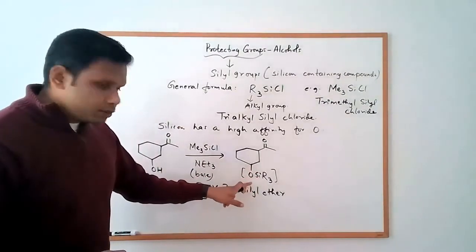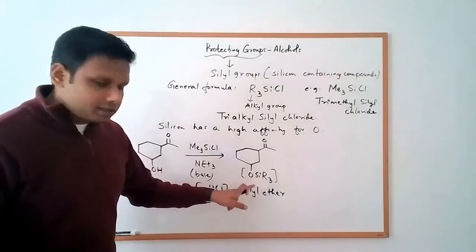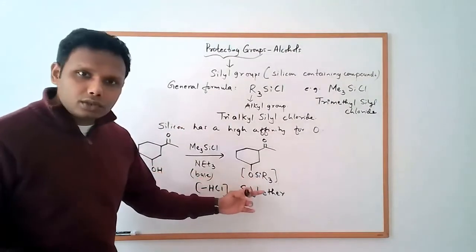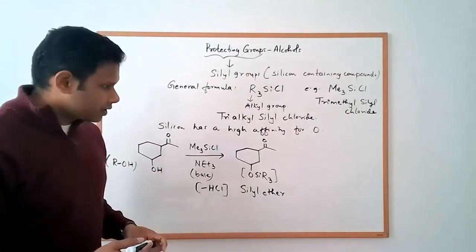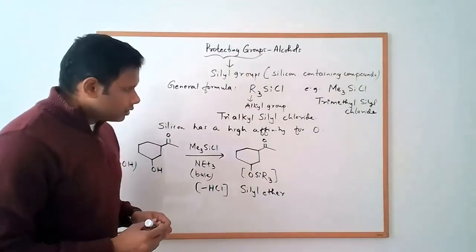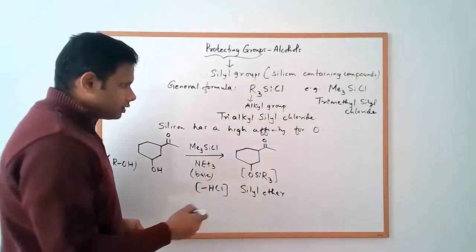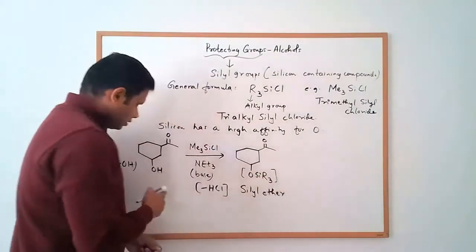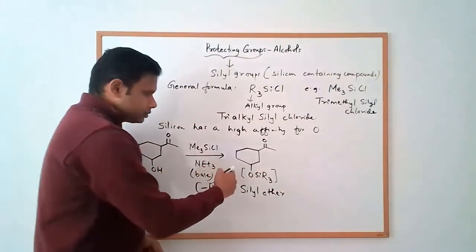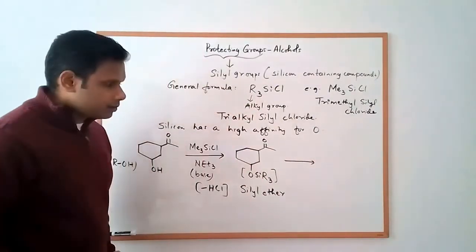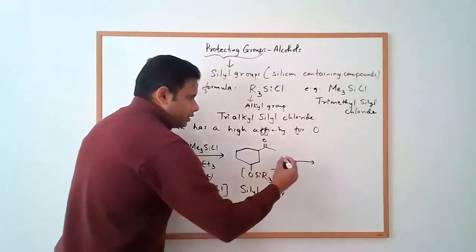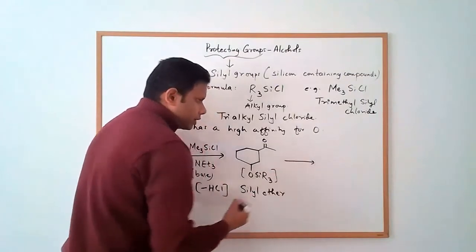Okay, now by doing this, what we've done is we've protected this hydroxyl group by converting it into a silyl ether. Once we've protected the alcohol by using the silyl chloride to convert it into a silyl ether, now we can go ahead and do our Grignard reaction.